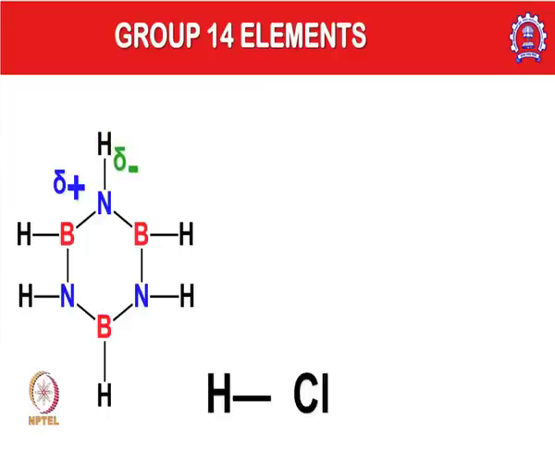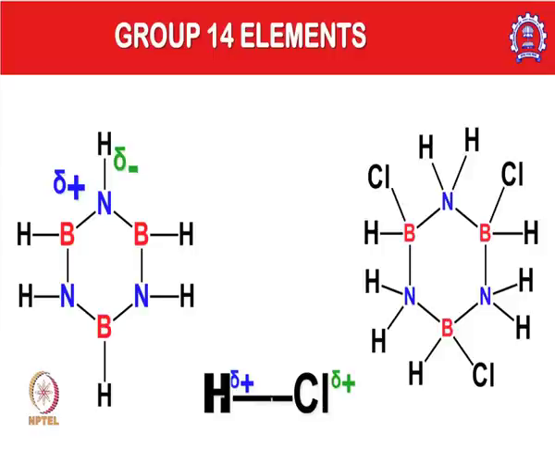Now we have HCl. HCl is polarized, so H will be carrying a positive charge and Cl will be carrying a negative charge. So obviously, you can expect the chlorine to go to boron and hydrogen to go to nitrogen. As a result, you get this product. This is the outcome of the interaction of borazine with 3 equivalents of hydrochloric acid.